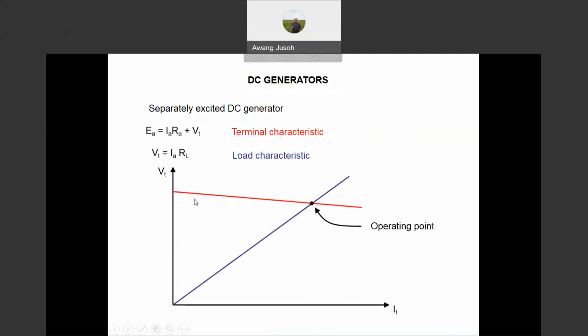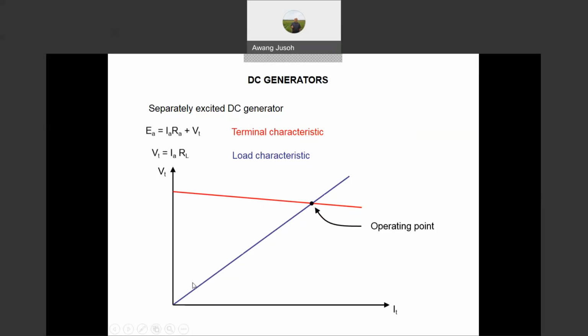Alright, so the red color represents the terminal characteristic for the generator. This is a no load condition. When we increase IA or IT, what happens to the terminal voltage? It will go down. The bigger the current, the lower the voltage at the terminals. That is what they call the terminal characteristic.